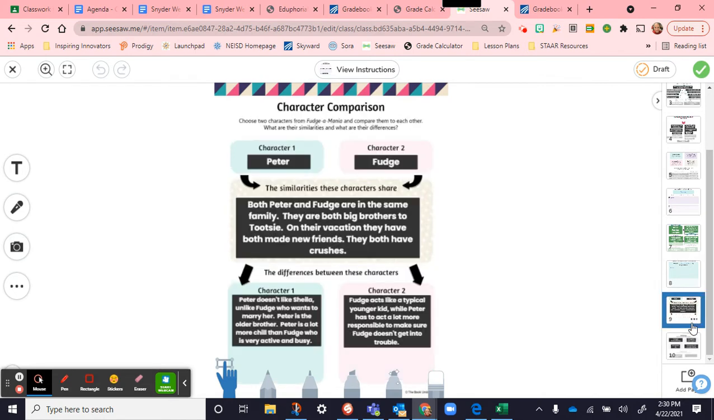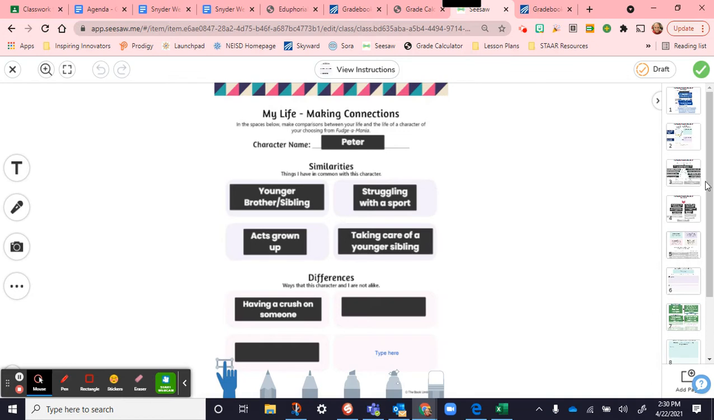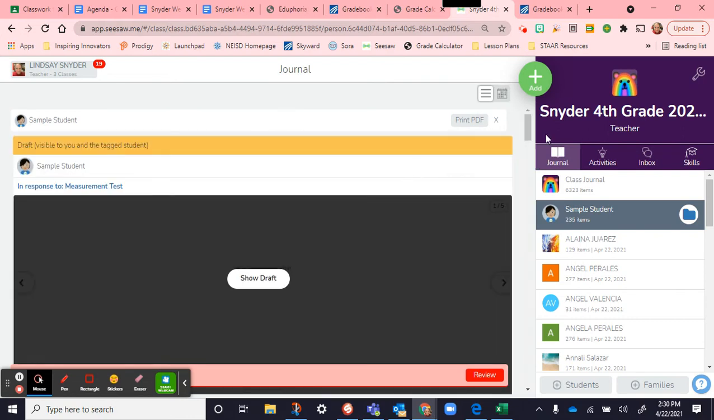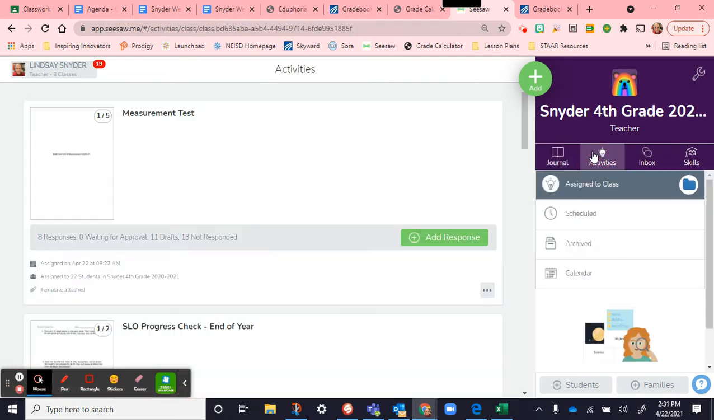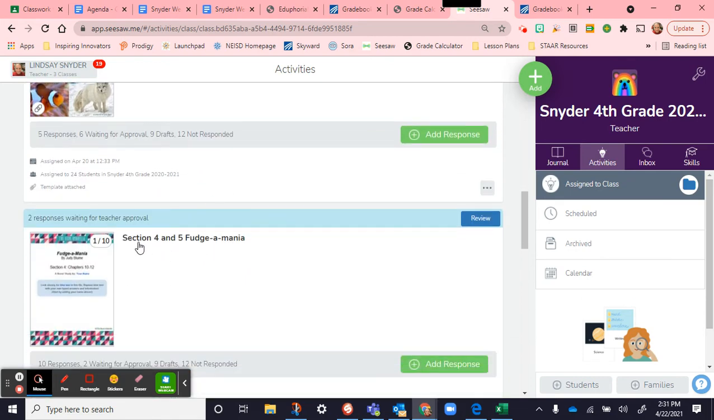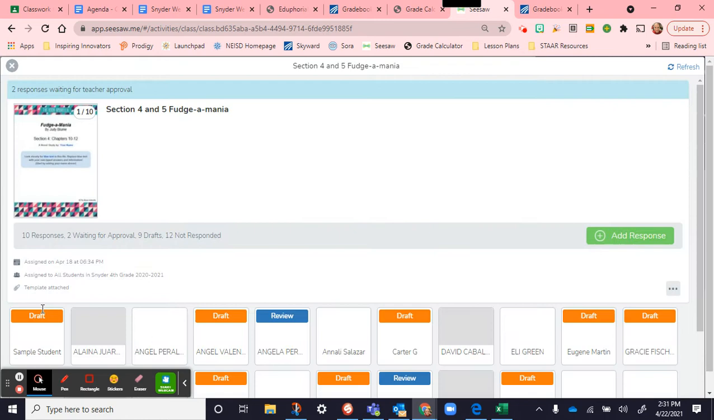Then character comparison, we did that the other day. And then making connections, we did the other day. So you should have a total of 10 pages. Anything that I didn't just list, you can go ahead and take off. All right, so once you're done with that, turn that in. Then we finished up what we started yesterday with section 4 and 5. So 4 should already be done, but we finished 5, or we should have finished 5. So let me open mine.